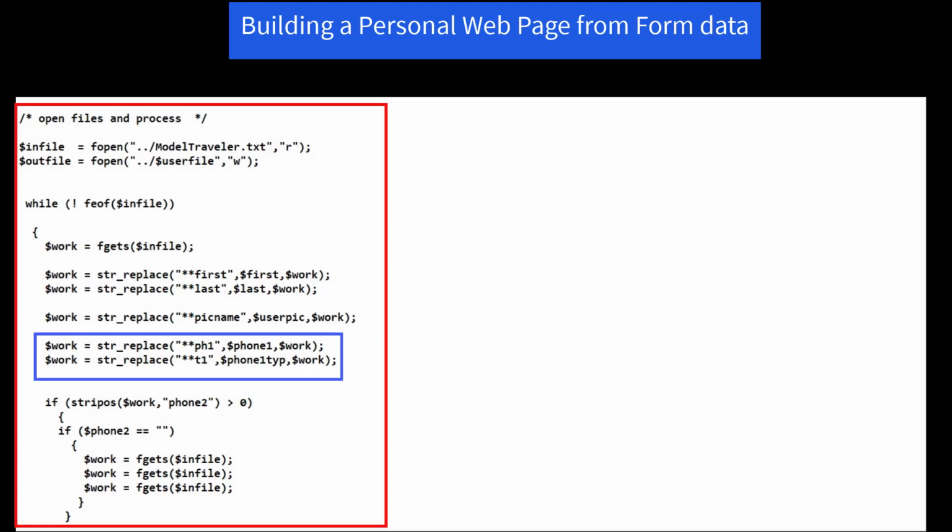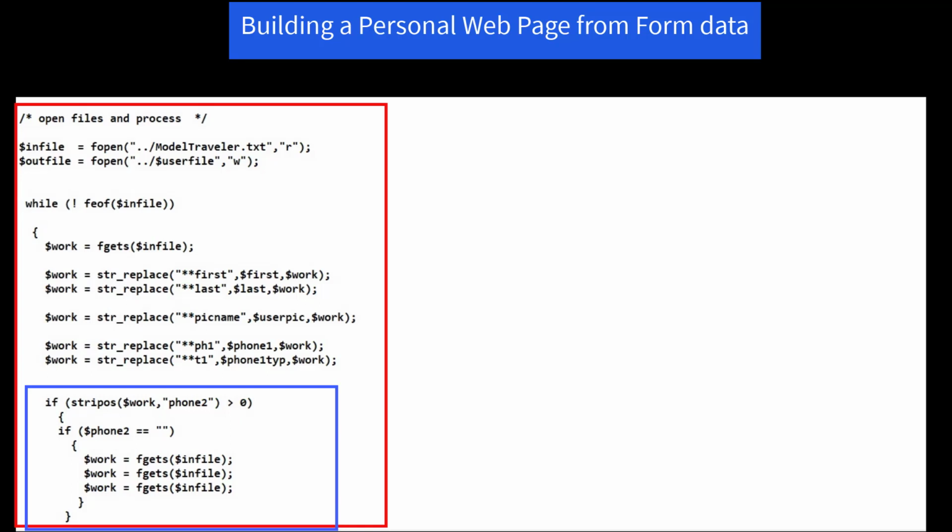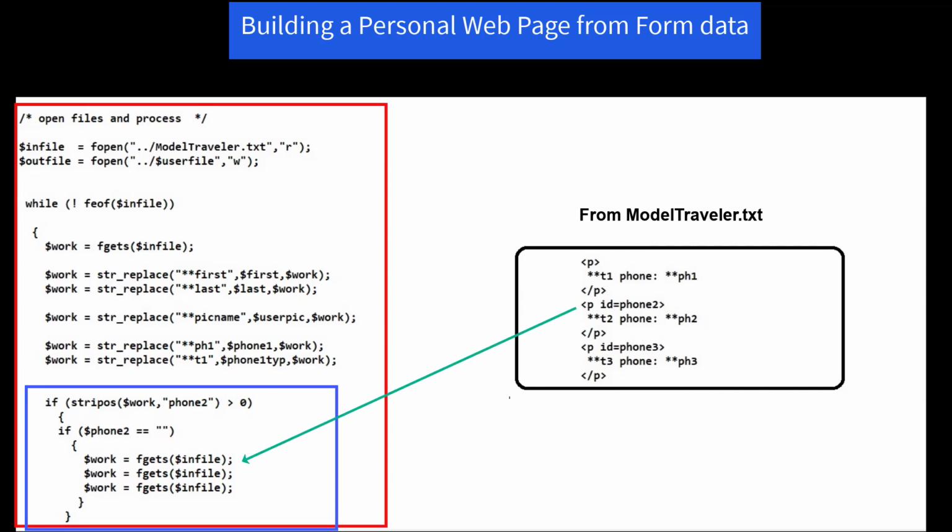Now, on this next piece, we take a look if we are at a line that contains the string phone2. Now, if $phone2 is empty, that is, the user didn't supply a second phone number, we do 3 fgets in a row.